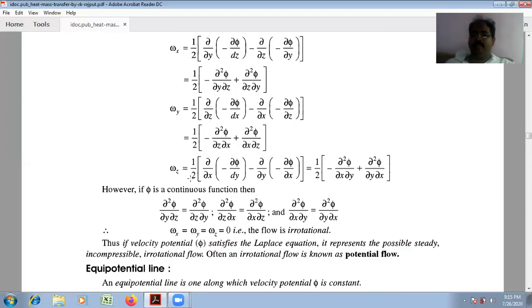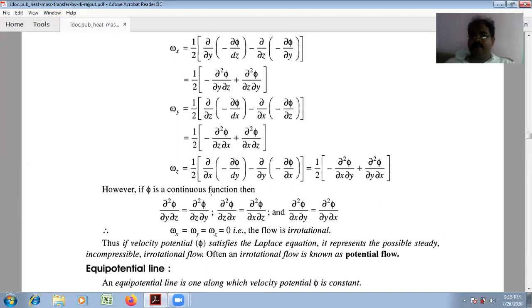Similarly, ω_z is equal to 1/2 of ∂/∂x of (−∂φ/∂y) minus ∂/∂y of (−∂φ/∂x), which is equal to 1/2 of (−∂²φ/∂x∂y + ∂²φ/∂y∂x).